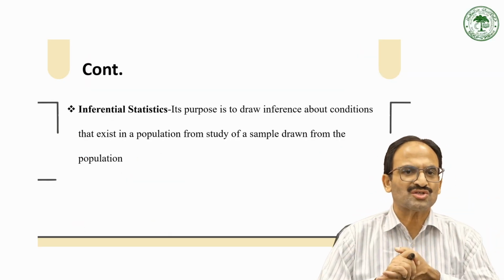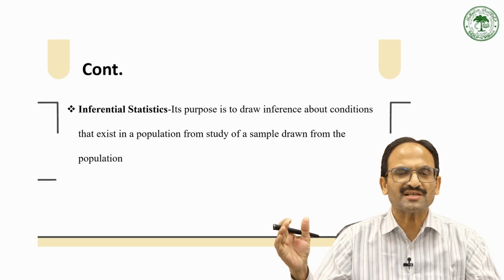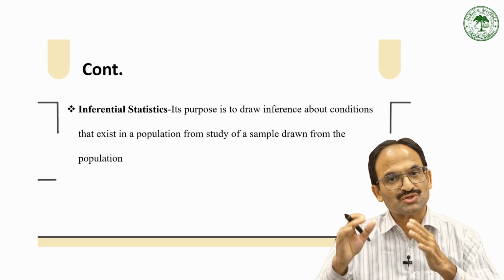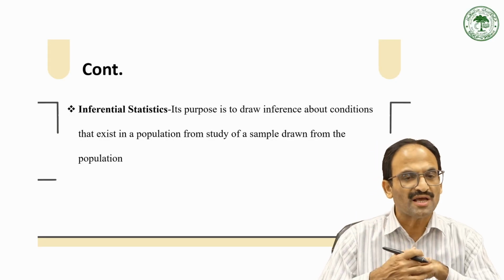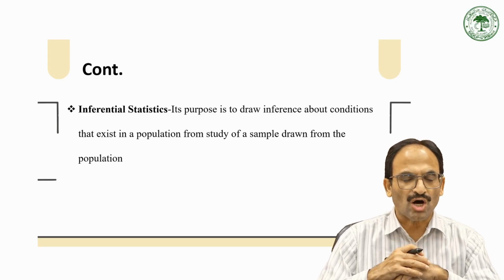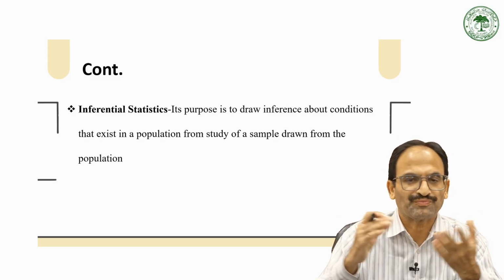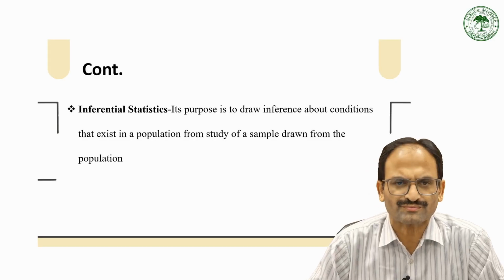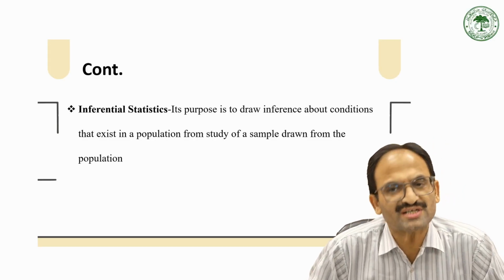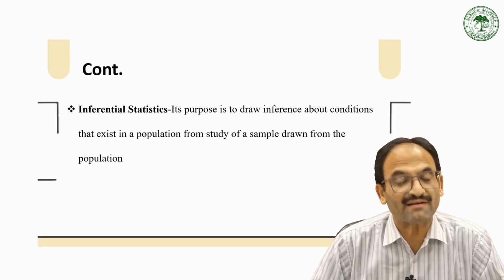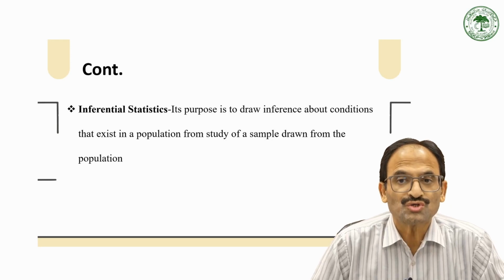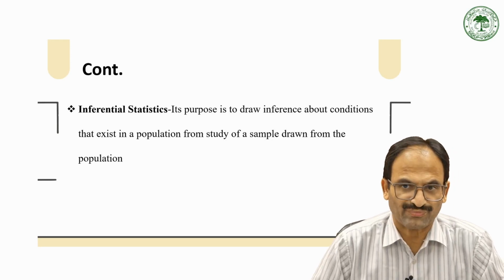The second statistics is known as inferential statistics, and it has been derived from the word inference. So its purpose is to draw inference about conditions that exist in a population from the study of a sample drawn from the population. So let me tell you one example. I wanted to know the level of stress that is there among the teachers. It is said that nowadays teachers are quite stressed. So I conducted one study long back.